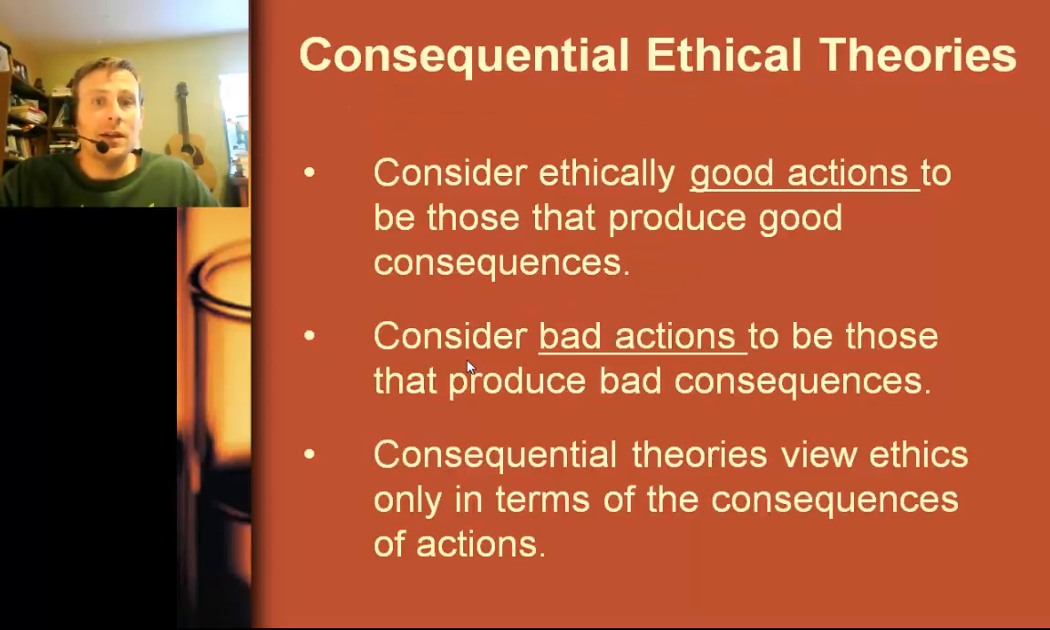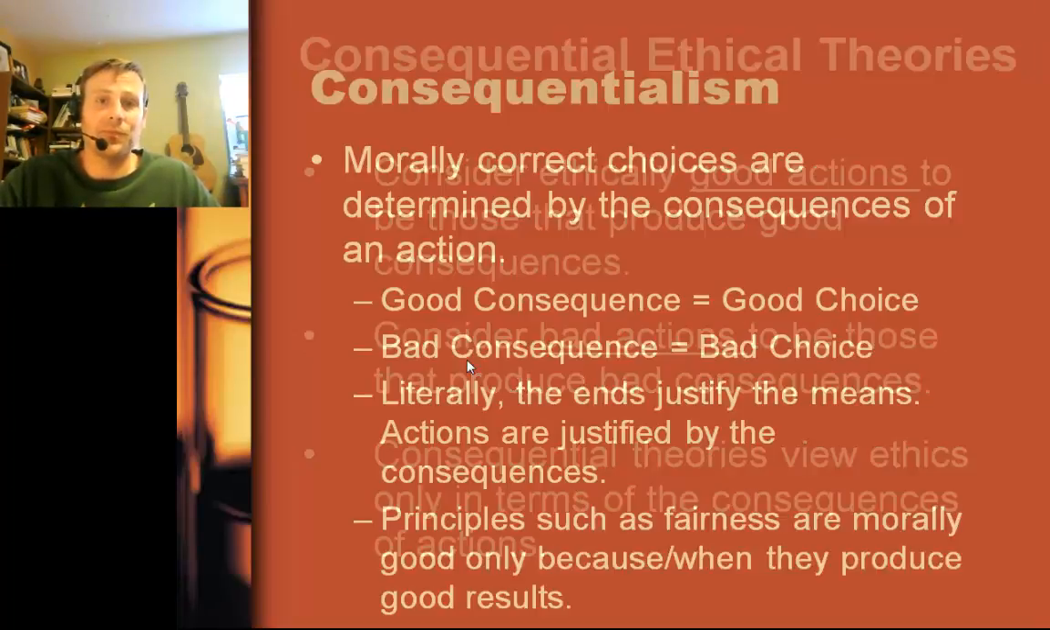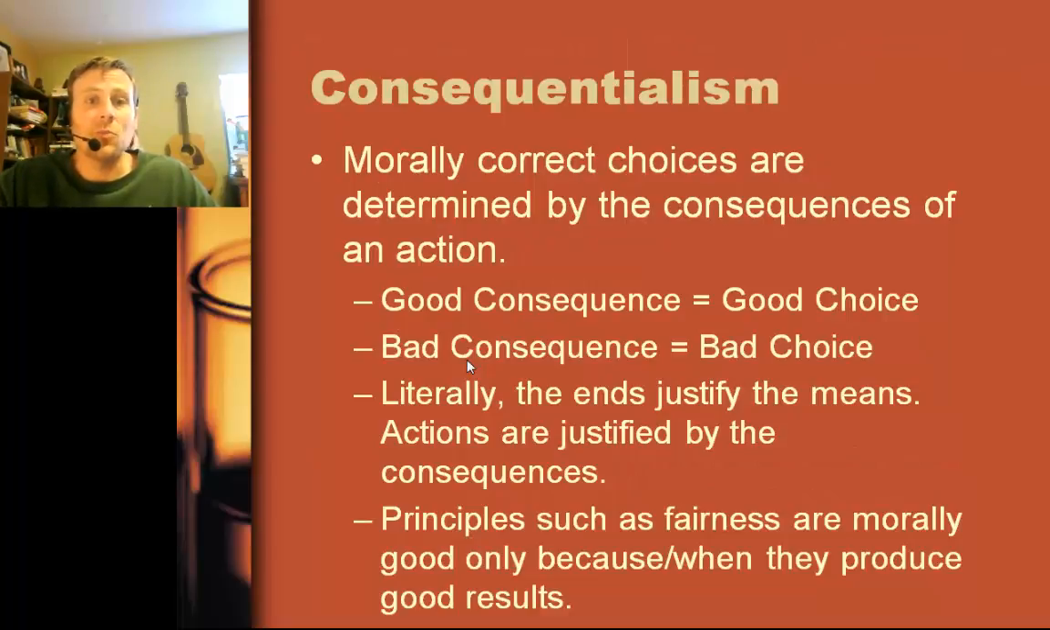So, consequentialist ethical theories are the most straightforward of the bunch. Actions are good if they tend to produce good consequences. Actions are bad if they produce bad consequences. Consequentialist theories only think about ethics in terms of the consequences of actions. So morally correct decisions for the consequentialist are determined by the results, or the consequences. Good consequence equals a good choice. Bad consequence equals a bad choice.